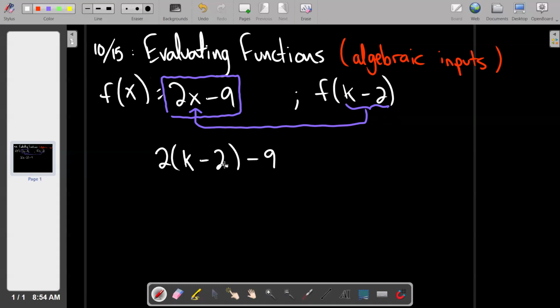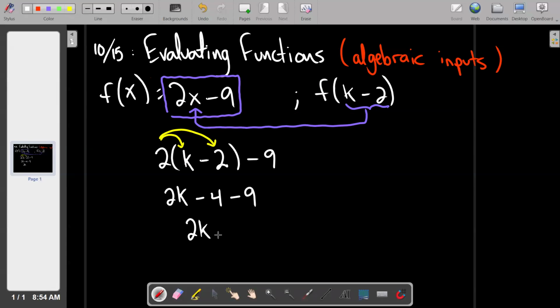So at this point, the math becomes just fundamental algebra basics. We are going to distribute the 2 because we have no choice. What do we get when we distribute the 2? 2k minus 4, and then we copy down the minus 9 because that was part of the original function. You've got to bring it down. And then you finish the job by simplifying. Put your like terms together. What is 2k minus 4 minus 9?